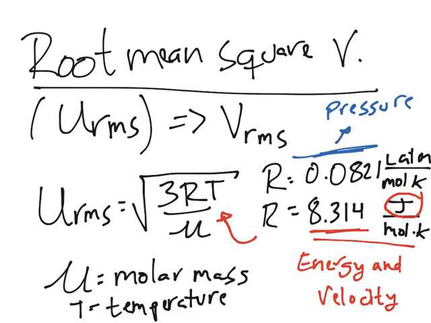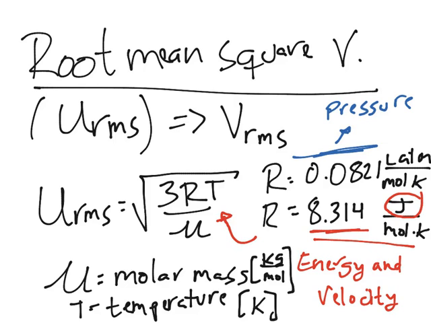So we have our R in joules per mole Kelvin, so that means that our temperature will be in Kelvin too. But this is where most people commit mistakes. The molar mass cannot be in grams per mole. It has to be in kilograms per mole. So remember that. It has to be in kilograms. And I'll show you why.